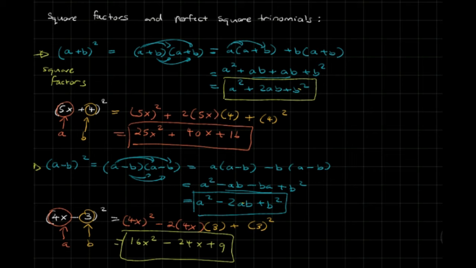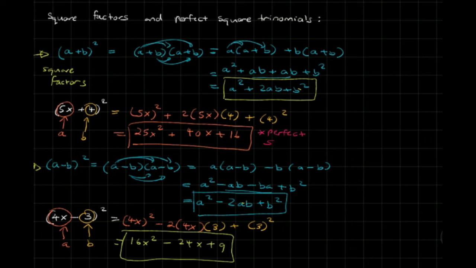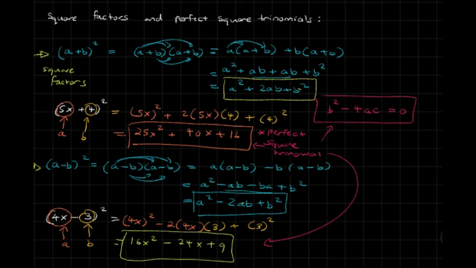Another thing I also want to mention, when you expand a square factor, you get a perfect square trinomial. So this here is a perfect square trinomial. It's called a perfect square trinomial because when you factor this, it creates a square factor. There's only a single factor that's squared, right? And all perfect square trinomials, this one is also a perfect square trinomial, have one main thing in common: if you take their b squared term and subtract 4 times a times c, this is equal to 0. Okay, so this is true for all perfect square trinomials. And I'm going to test that with these cases.